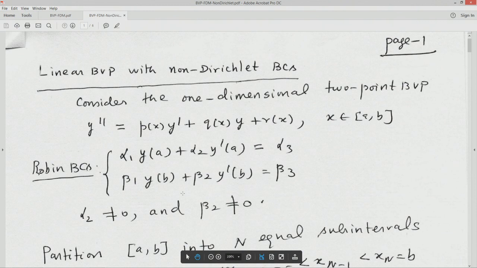Beta 1 into y of b plus beta 2 into y prime at b is equal to beta 3. In this case again, this y prime b will have to be replaced by a second order accurate central difference formula. That would require an additional point to the right of b. So, we introduce a fictitious point. B is our xn. So, the fictitious point which appears on the right hand side is going to be xn plus 1, such that xn plus 1 minus xn is h.